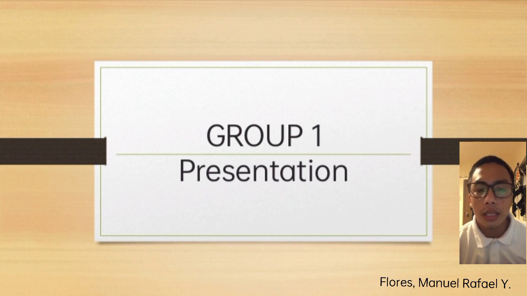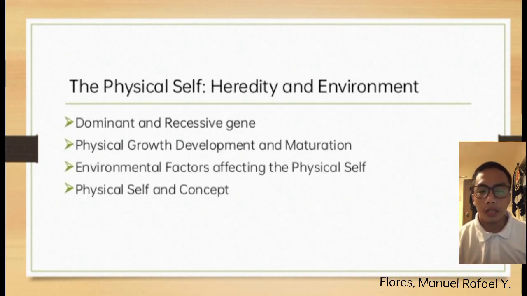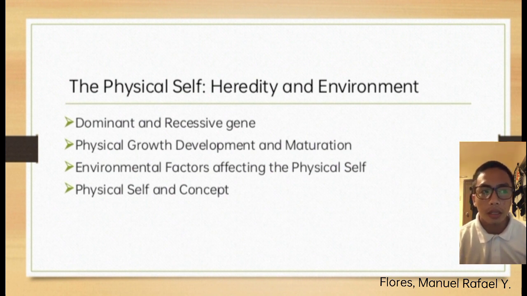We would like to discuss and explain our topic, which is about physical self, heredity, and environment. Our topic contains dominant and recessive gene. Second is physical growth, development, and maturation. Third is environmental factors affecting the physical self. And the fourth is physical self and self-concept.